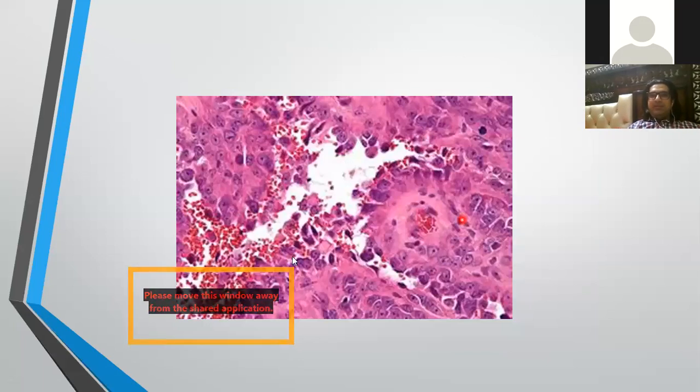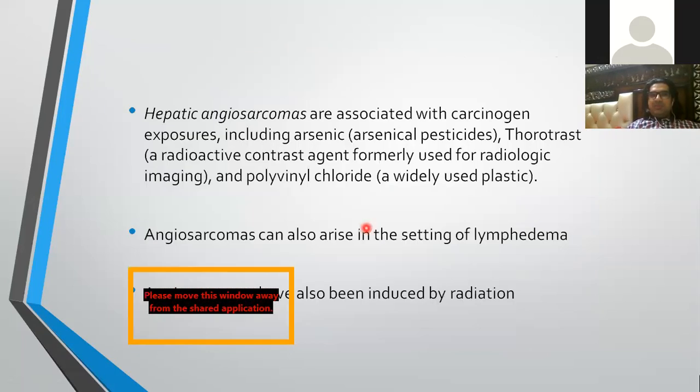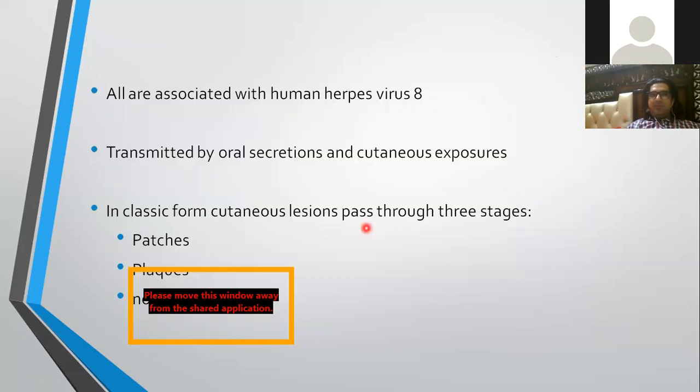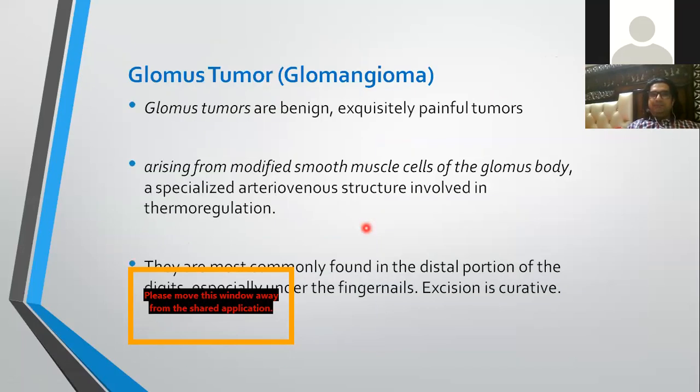Here again you can see this is a vascular channel, but here the cells are very atypical. So this is an epithelioid angiosarcoma, a highly malignant tumor, fully differentiated angiosarcoma, right? So this is angiosarcoma. So just a quick recap of what we did today.